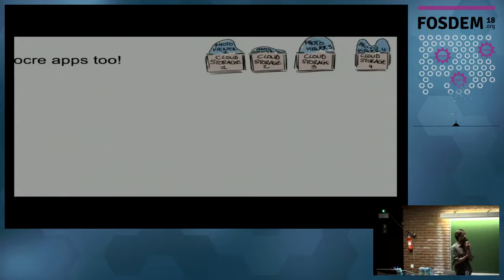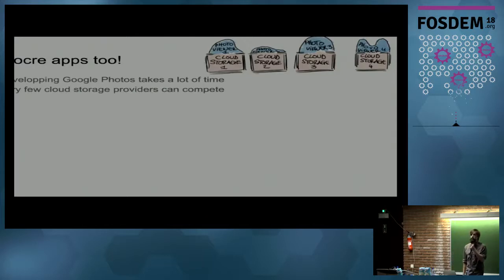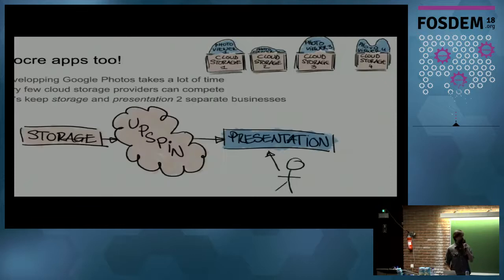Another problem with that is the actual apps. Developing something like Google Photos is really complicated, and yet every new storage provider is trying to redo the same photo viewers and this kind of thing, and I expect them to fail because they don't have the years of development of Google Photos, for example. Storage and application should be two different businesses, and we should keep them separated.